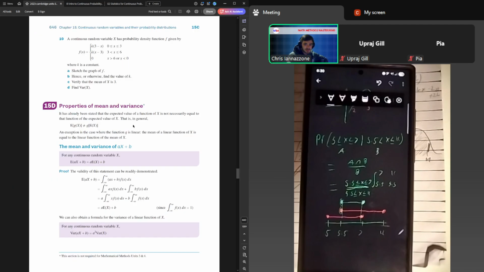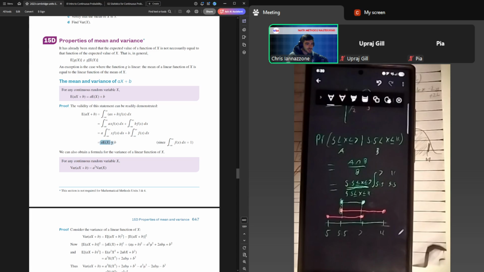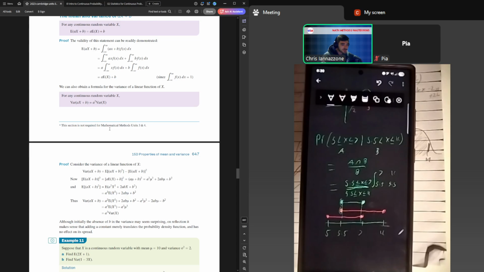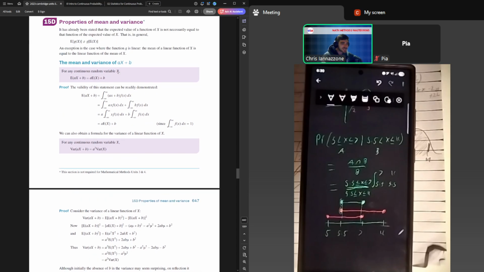This is your big, nasty proof for how you can get these properties. So if you want them, you've got them there. If you want to scroll through that, have fun with it.